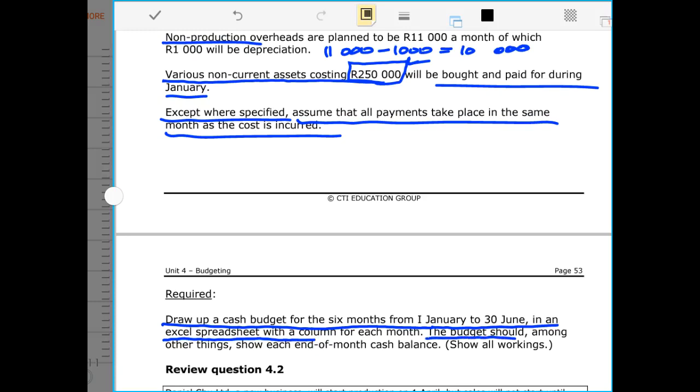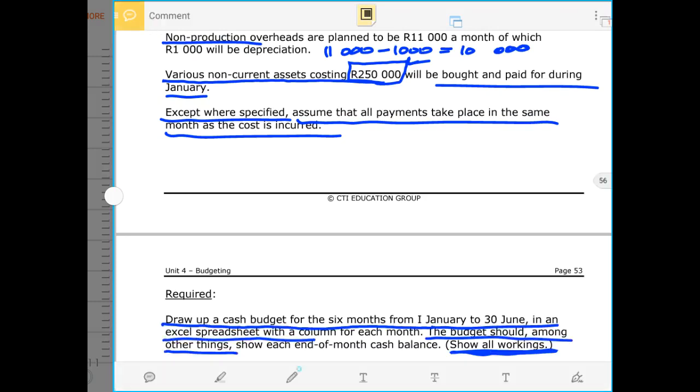Then the budget should, among other things, show each end of month cash budget. Therefore now they say show all workings. Take note of that. So now we have to show all the workings that are relevant to do this cash budget.